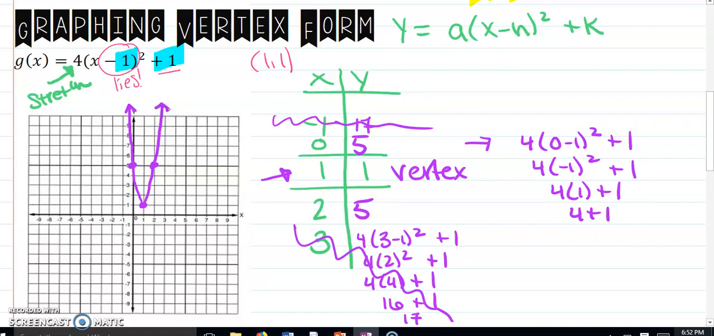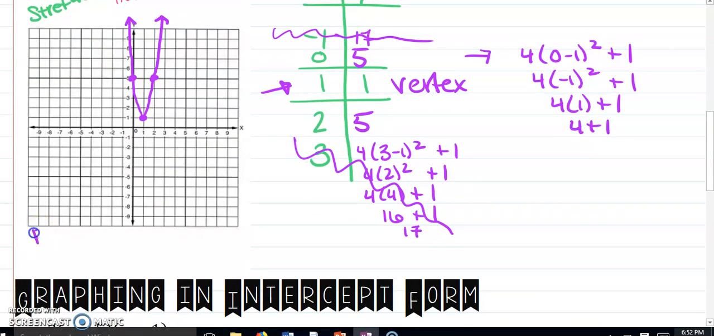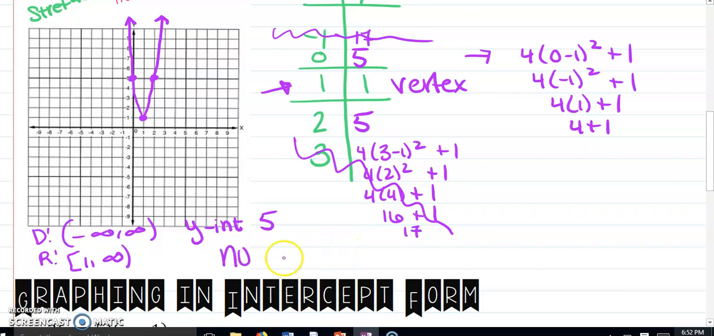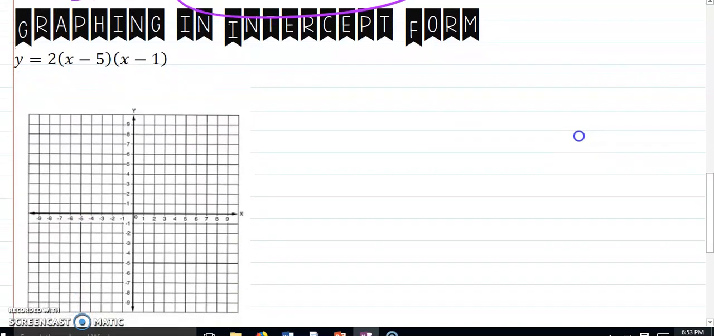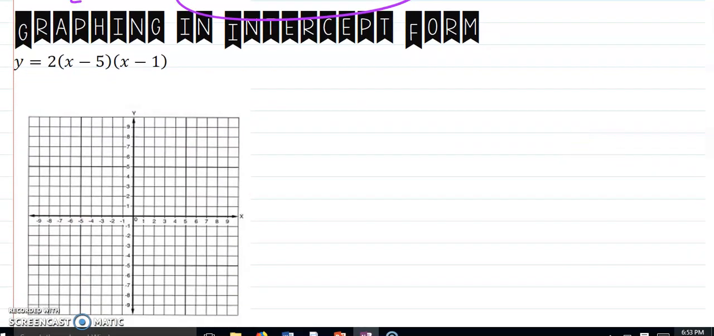Okay. The domain, like it always is, is all real numbers. The range is the lowest point to the highest point. The y-intercept would be 5 right here. And as far as solutions or x-intercepts or roots or zeros, there's no solution because this graph never crosses the x-axis right here.